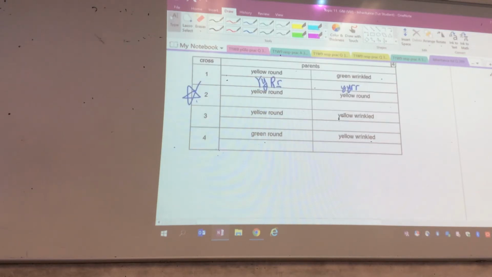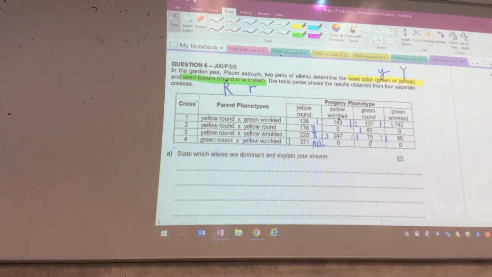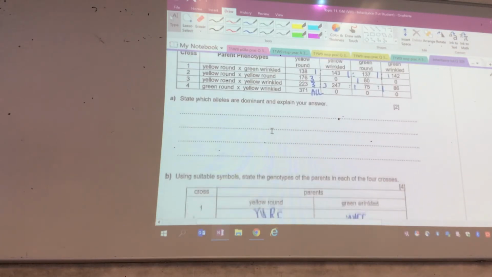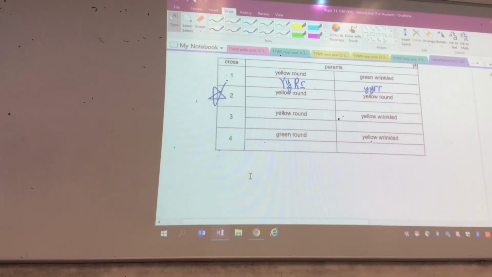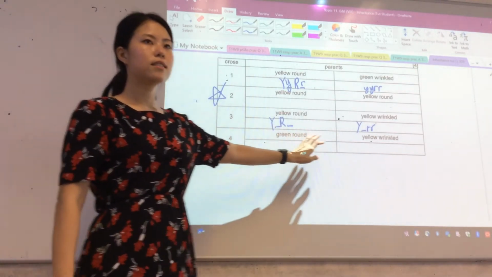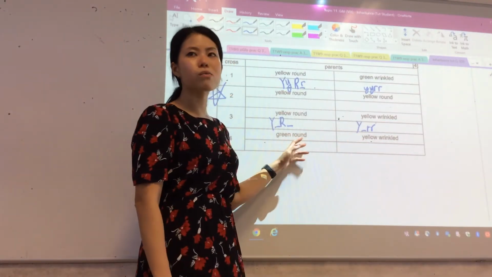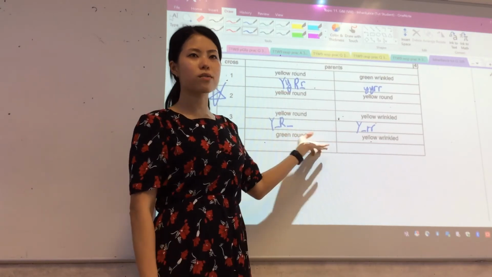Now for the third one, it is a ratio that is 3:3:1:1. It's something that you don't know, but nevertheless, let's figure out the parents first. So the parents is yellow and brown. So again, I'm just going to put this. And the other parent is yellow and wrinkled. So far you got this, right? So how do you figure out what is the blank? The ratio 3:3:1:1. I don't know what's 3:3 and 1:1.